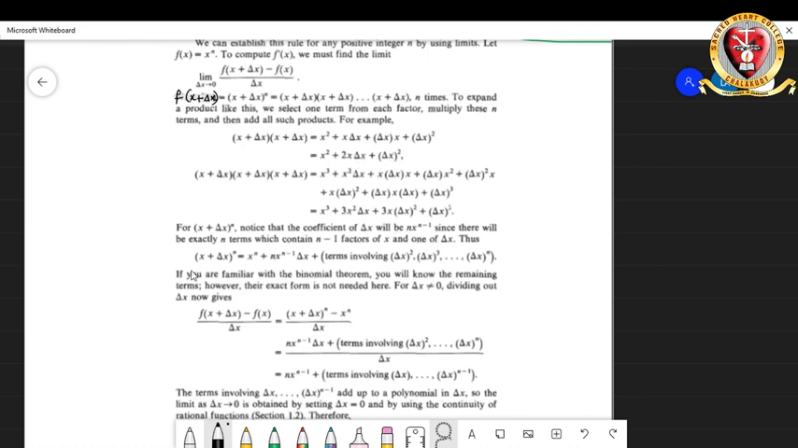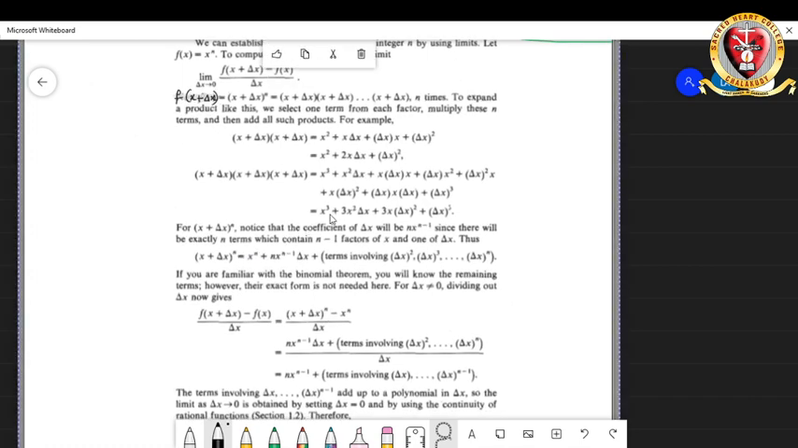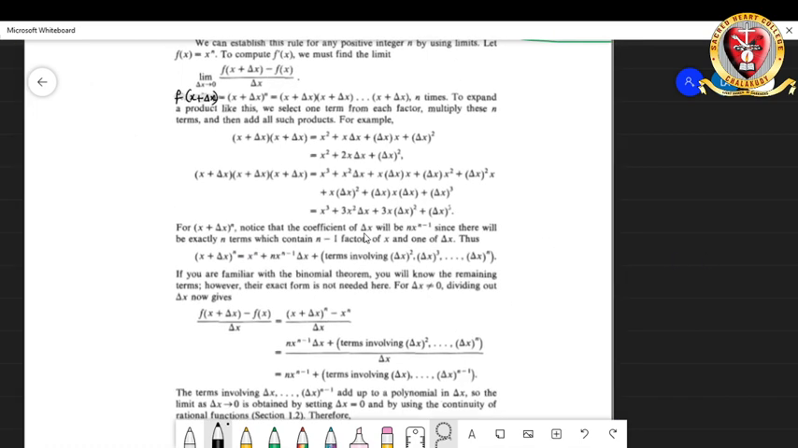So if you are taking x plus delta x the whole raised to n, the first monomial will be x raised to n, plus the second one will be n into x raised to n minus 1 into delta x. Plus a lot of terms, and all those terms will involve delta x the whole square, delta x the whole cube, and so on.